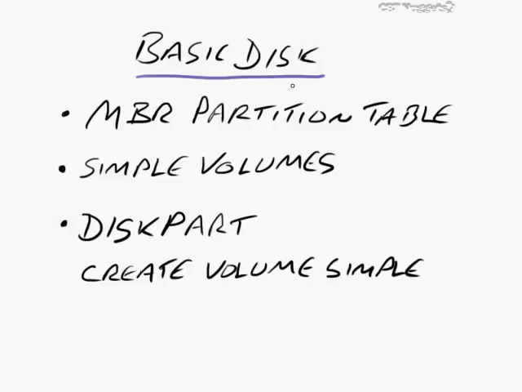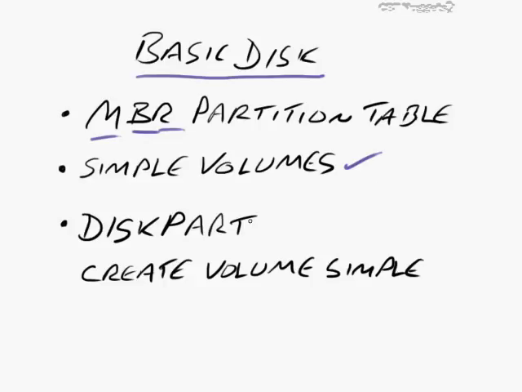Also, you can use a basic disk as opposed to a dynamic disk, which we'll cover next. A basic disk is probably the most common kind of disk you'll see, and if you do just generic formatting and creating generic partitions and simple volumes, you're going to be using basic disks. A basic disk uses the master boot record partition table. It's a table that stores primary and logical disk partition information and allows you to create simple volumes on your basic disks.